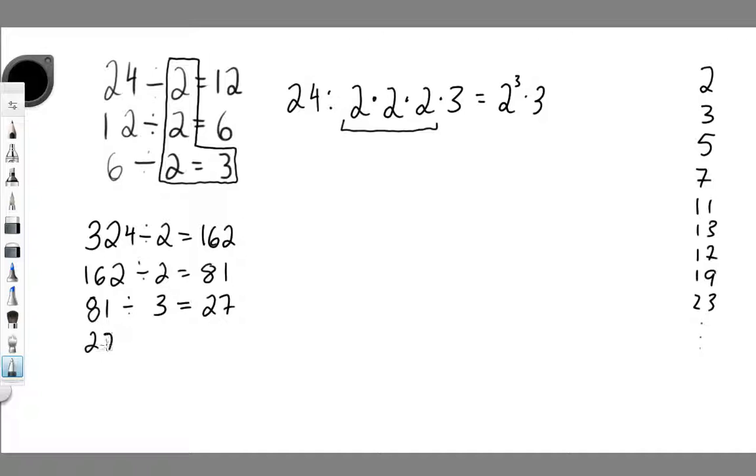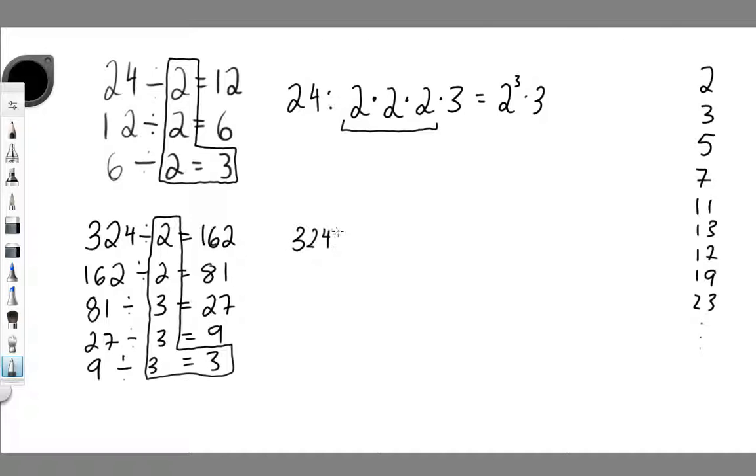27 divided by 3 is 9, and 9 divided by 3 is equal to 3. So my last number here is a prime number, and so I make my L just like that, and we write out our prime factorization. Our prime factorization for 324 is 2 times 2 times 3 times 3 times 3 times 3. And that's the same as 2 to the 2 times 3 to the 4.